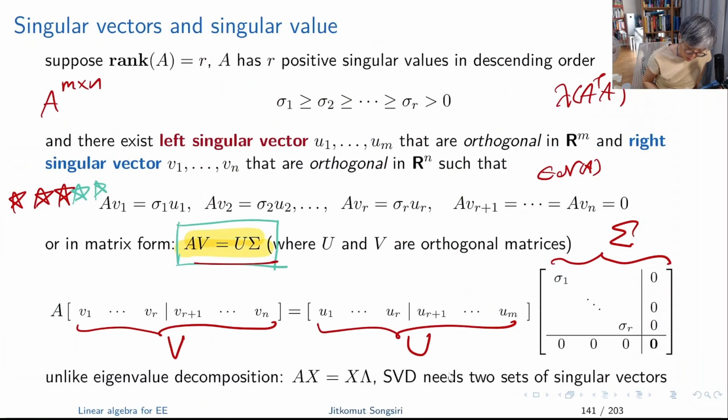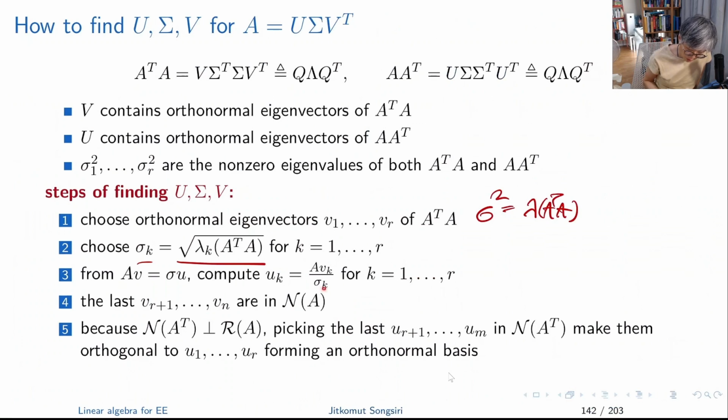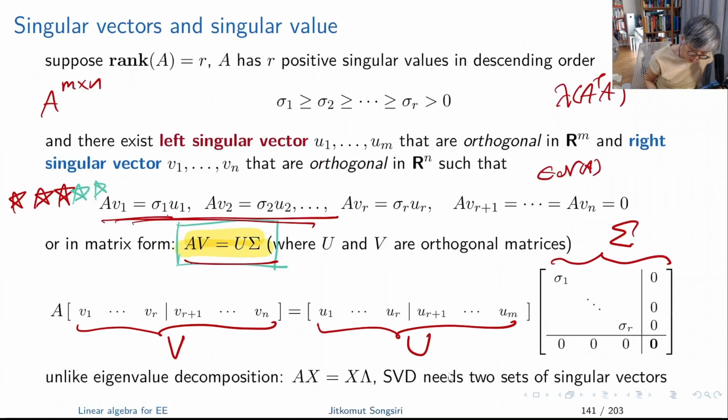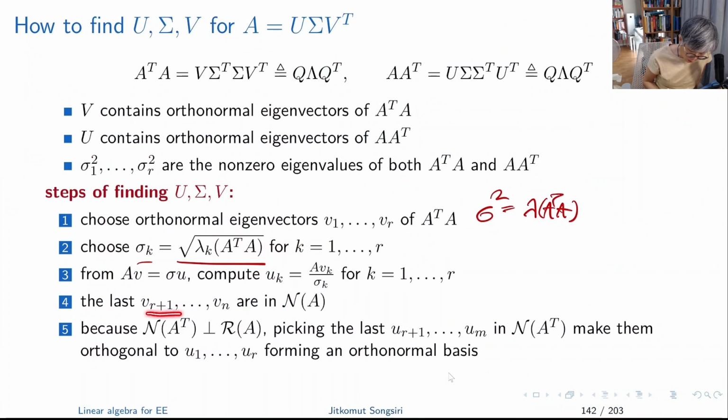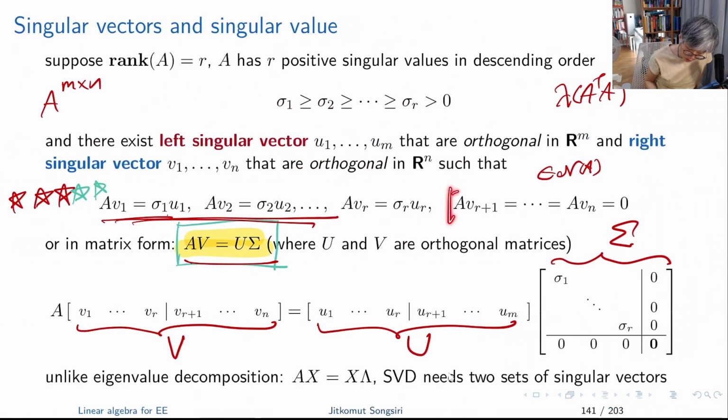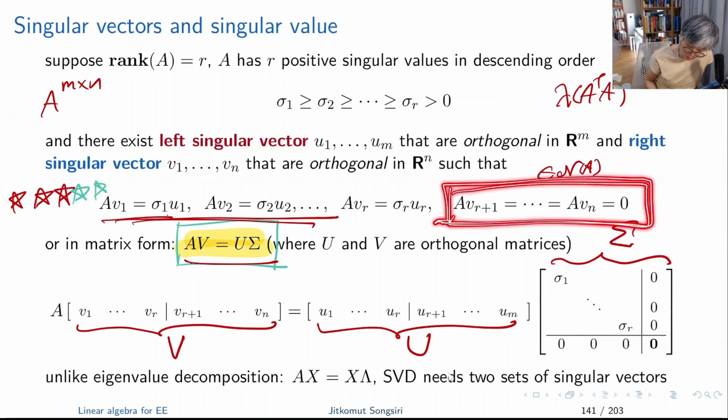Next, we find U based on this equation. We find U_k as A V_k divided by sigma_k, just for the k where the singular value is non-zero. That is just the R entries, because we assume that sigma R is the last one that is strictly positive. Suppose now you have found V1 up to VR, and U1 up to UR. The remaining ones you can obtain from the null space of A.